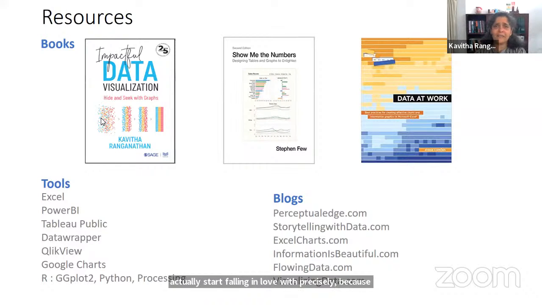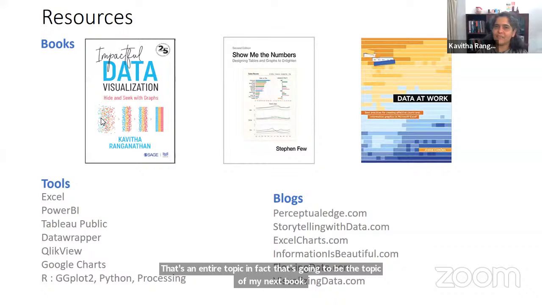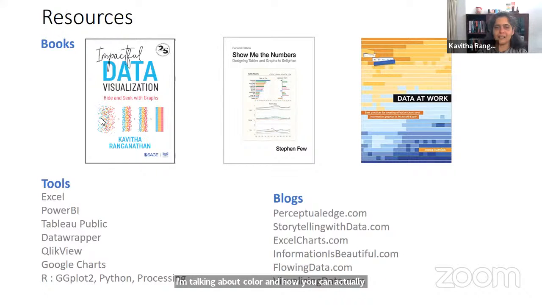Numbers are there, but they have their place. There are so many other elements. For example, just color. How do you manage your color in your visualization? That's an entire topic in itself. In fact, that's going to be the topic of my next book. I'm talking about color and how you can effectively leverage color in the visuals that you create, and so on. So numbers and statistics are just one part, and there's a lot more to it beyond that.